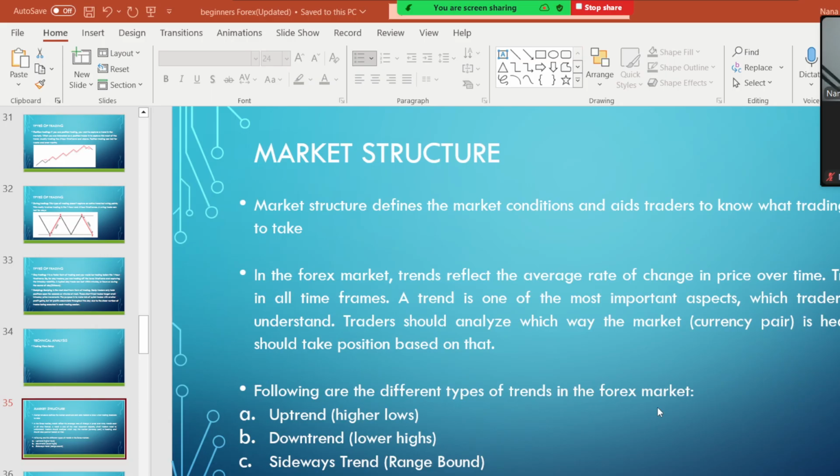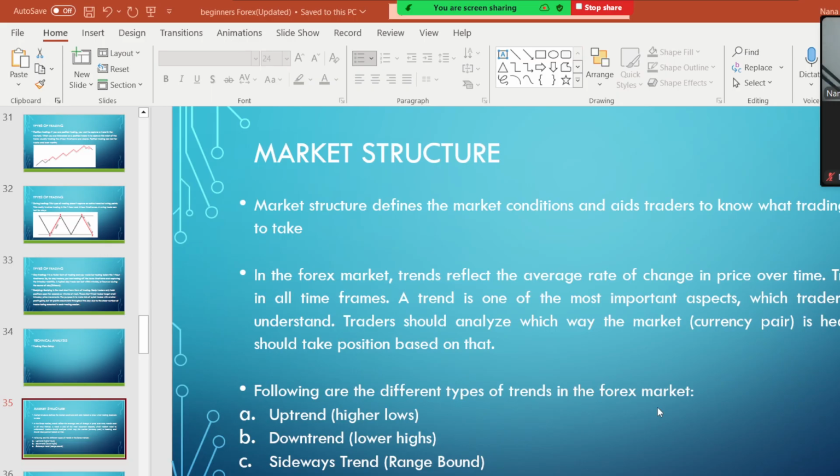So in the forex market, we have trends that reflect the average rate of change in price over time. Trends exist in all of the time frames. A trend is one of the most important aspects which traders need to understand. They should analyze which direction the currency pair or instrument that they are trading is heading.